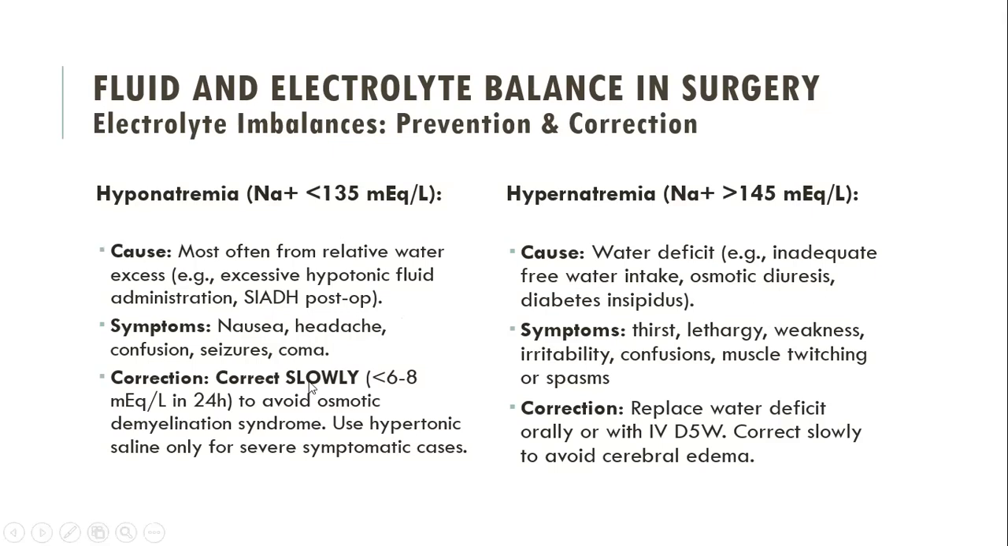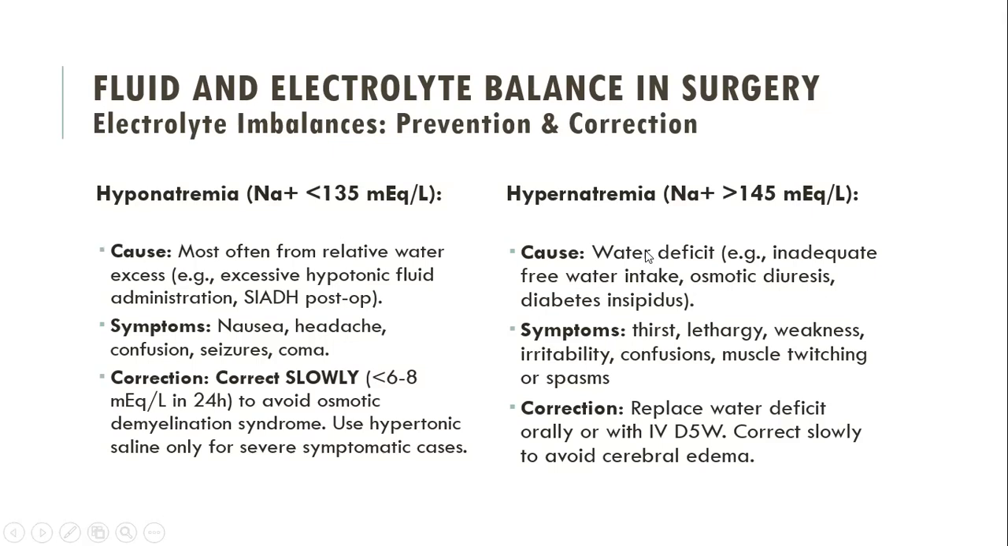So how will a patient of hyponatremia present to you? The patient will be having nausea, headache, confusion, seizures, and coma. For the correction, just remember one thing: you have to correct slowly. You don't have to give the sodium very fast because it can cause demyelination syndrome. So how are you going to give? You have to give less than 6 to 8 milliequivalents per liter in 24 hours to avoid osmotic demyelination syndrome, and use hypertonic saline only for the severe symptomatic cases.